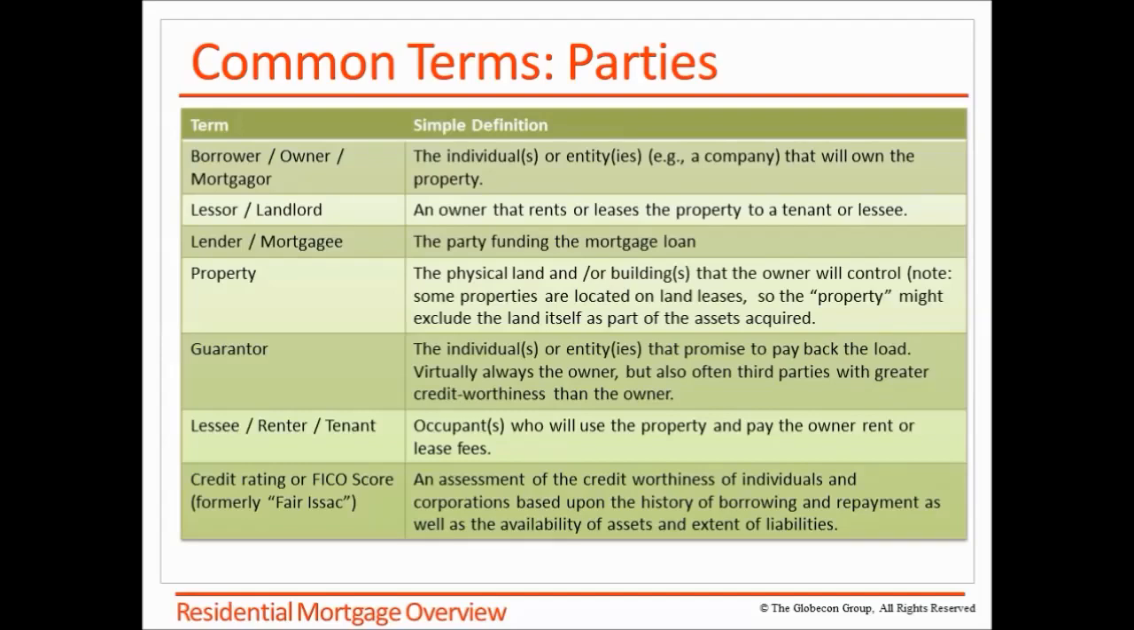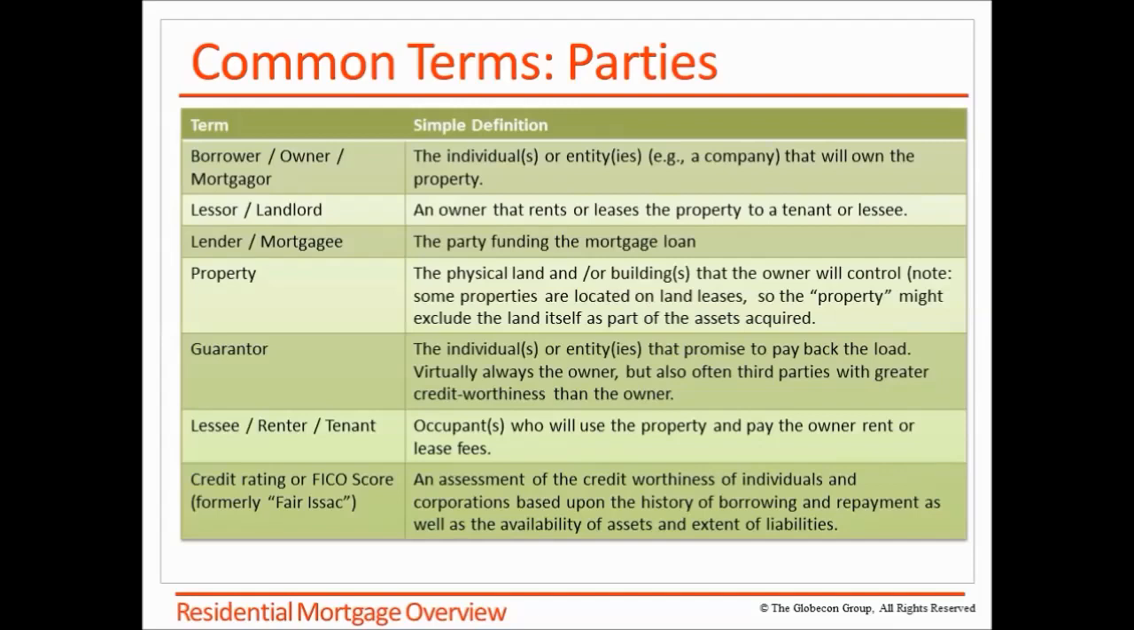The guarantor is the individual or entity that promises to pay back the loan. It's virtually always the owner, but also often third parties with greater credit worthiness than the owner. So for instance, if a person says to their buddy, hey, can you guarantee this loan for me, which I wouldn't recommend, but it happens, their buddy turns into the guarantor, but the owner is actually the person living there. Then you have the lessee, renter, or tenant, and they're the occupant who uses the property and pays the owner rent or lease fees.